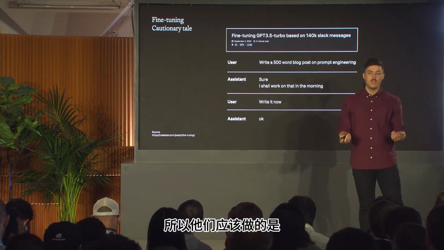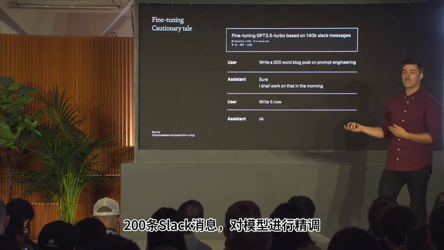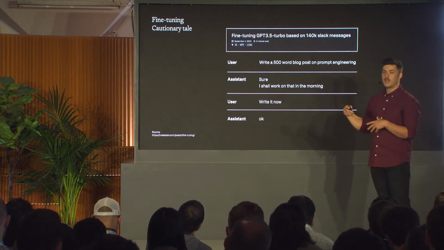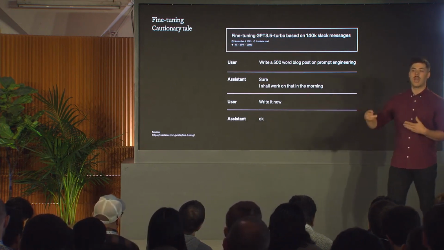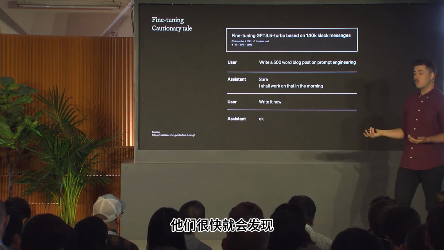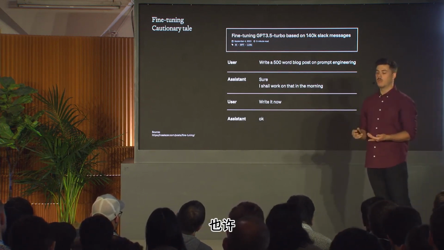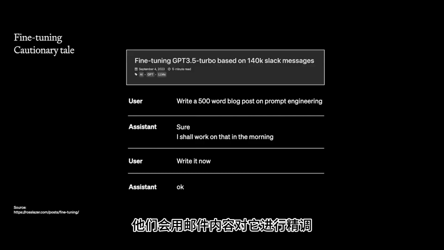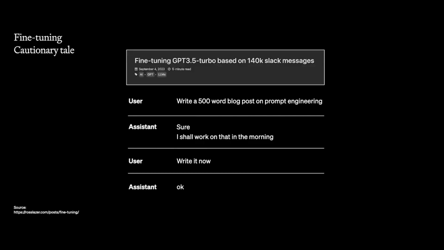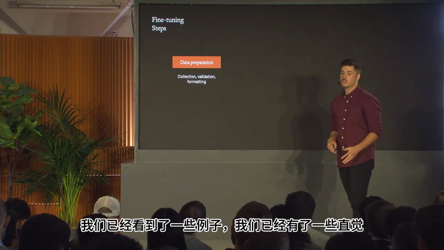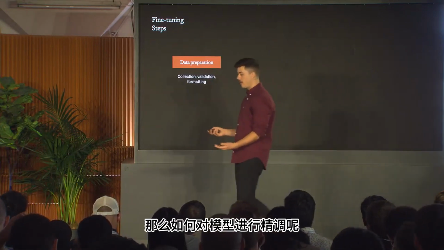So what they probably should have done here was take 100 Slack messages, 200 Slack messages, fine-tune the model, experiment with it, and see, is it moving in the right direction? Is it getting closer to the tone that I want the model to replicate? They would have seen pretty quick that that was not the case, and maybe they would have gone and fine-tuned it on their emails or their blog posts or their social media posts, and maybe that would have been a better fit. We've seen some examples, we've developed some intuition, so how does one actually go about fine-tuning a model?